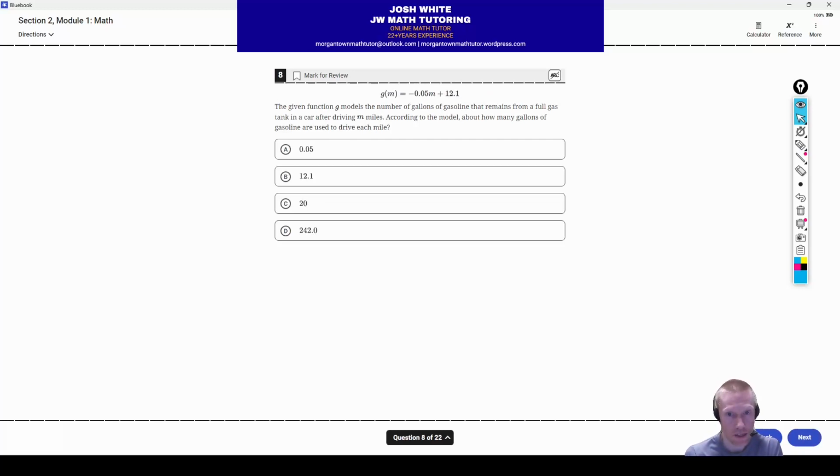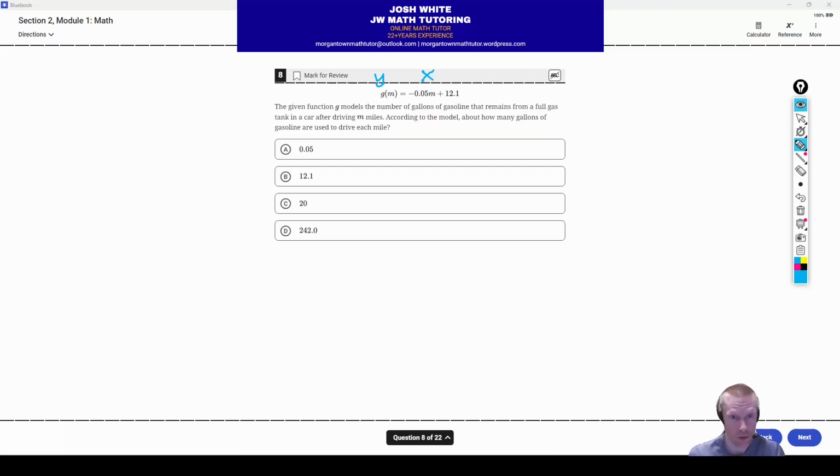All right, question number 8, basic linear function. And this again is just an interpretation type problem. How many gallons of gasoline are used to drive each mile? So here, gasoline is basically your y variable, and number of miles, or m, is your x. So what this is essentially saying is when you change the x value by one unit, 1 mile, how much does the gasoline change by?